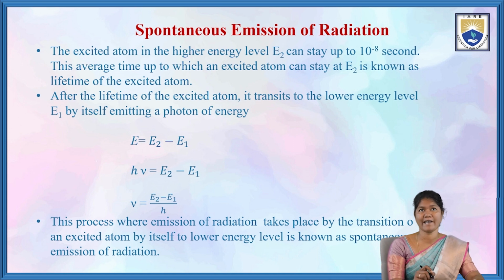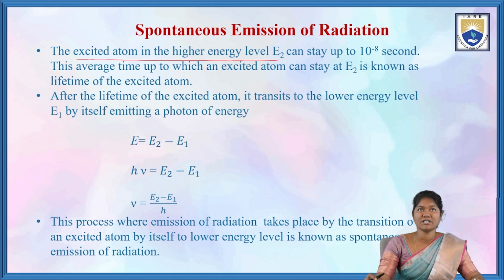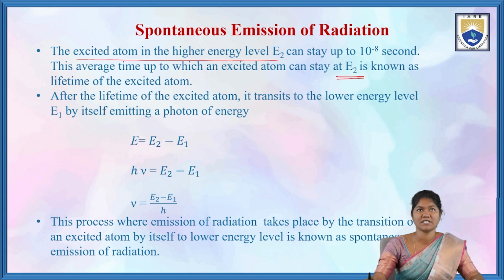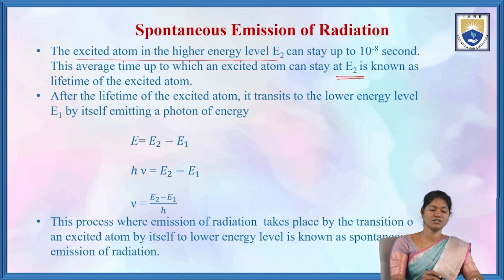In this type of emission, the excited atom in the higher energy level E2 can stay up to 10 power minus 8 seconds. This average time up to which an excited atom can stay at E2 is known as the lifetime of the excited atom. So the lifetime of an atom in the higher energy state is 10 power minus 8 seconds. After that, the atom transits to the lower energy level.